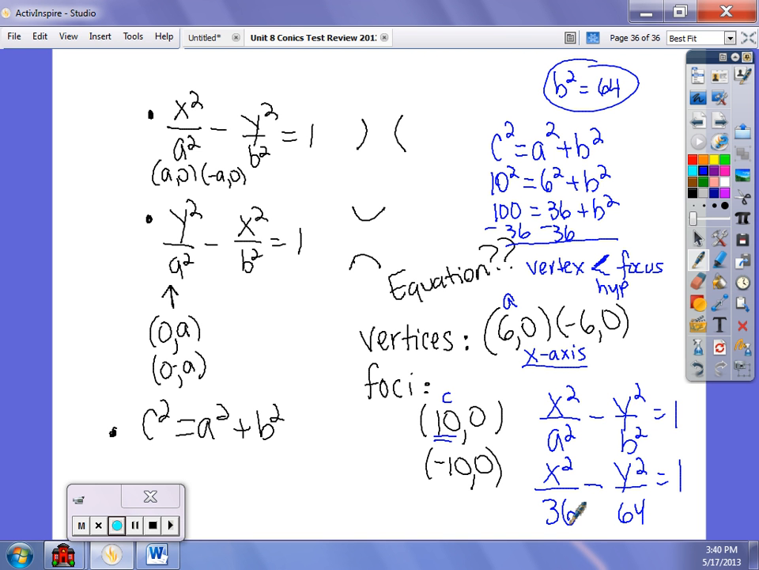Okay, 36 does not always have to be bigger, okay? The vertex is always first, but it does not always have to be bigger. You have to know this. It's on the test. Look at your light green packet if you want to do more practice.